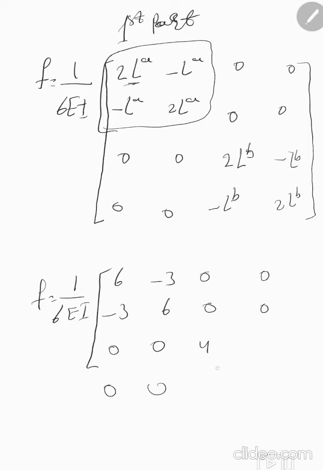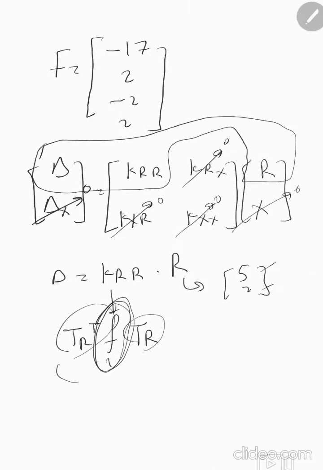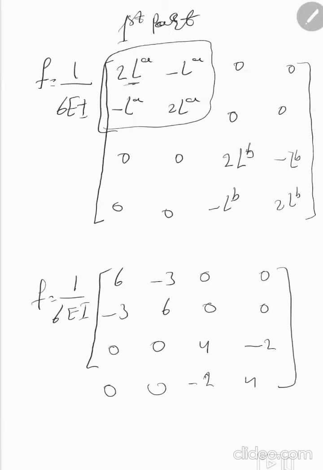For member 2, 4, minus 2, minus 2, and 4. This is the small f for this example, and just substitute your f here in this rule. You will get the value of displacement, and I will give it to you, and you can check with your own.